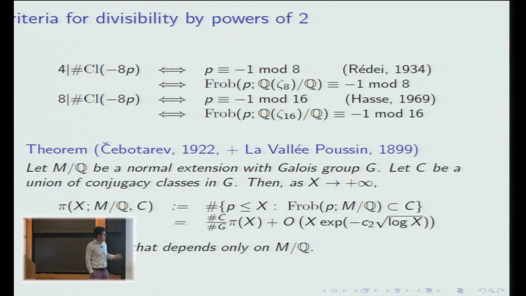This tells you that the density of primes that split in a certain way in a fixed extension of Q occurs with the frequency that you would expect. In particular, if you apply this theorem to the two cases above, you get densities 1/4 and 1/8. In the theorem above, this M is either Q adjoin zeta 8 or Q adjoin zeta 16. I'd like you to vaguely remember what this error term looks like.